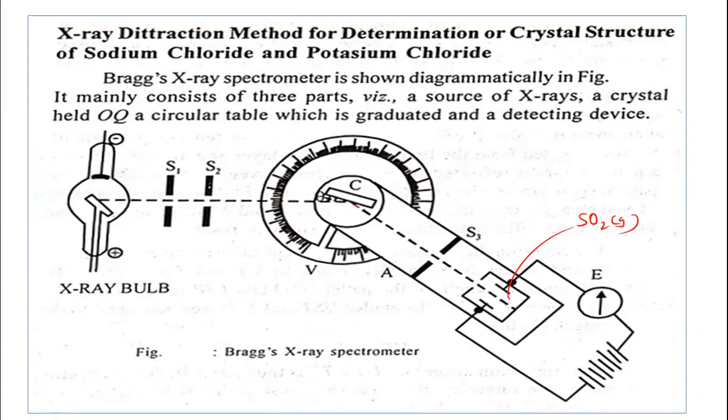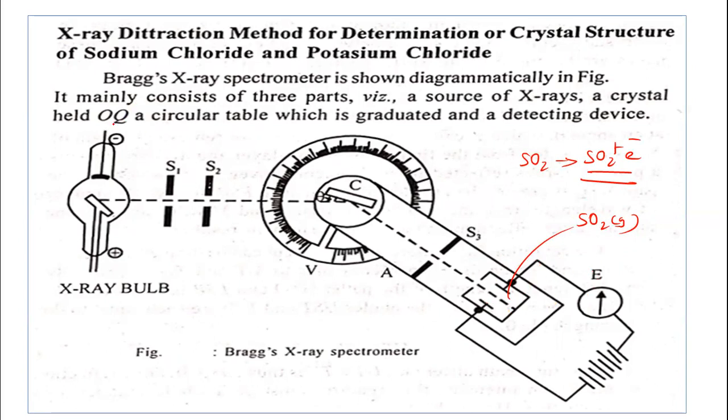When the reflected X-rays come into this ionization chamber, the property of the X-ray is that it can ionize gaseous molecules. So ionization of the sulfur dioxide gas molecules takes place here, producing ion pairs. The positively charged cation goes to the cathode and the negatively charged anion goes to the anode, and in this way current is recorded by the electrometer.